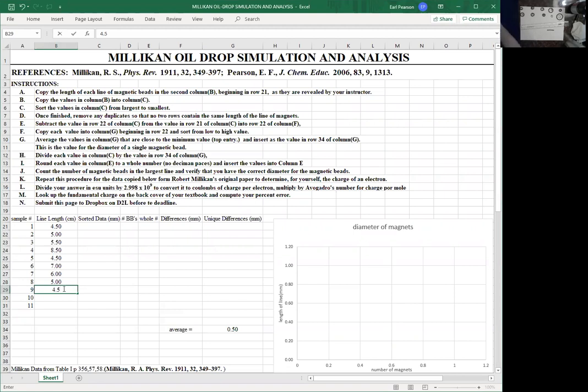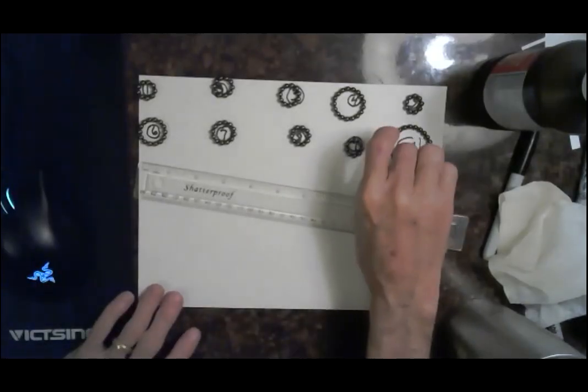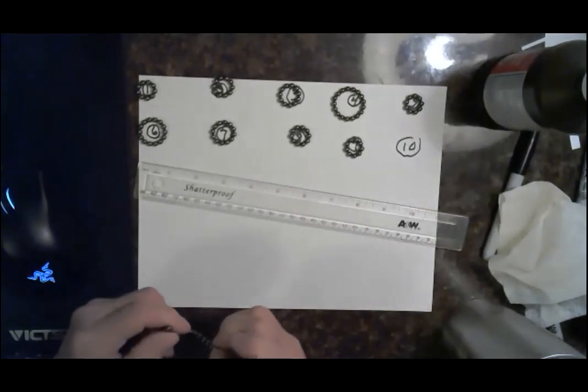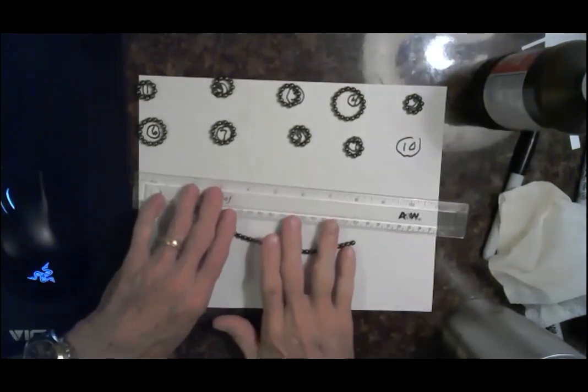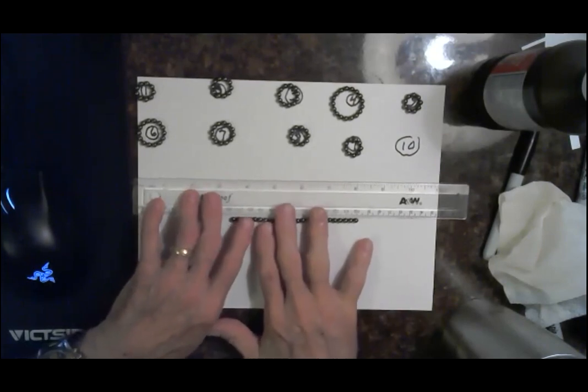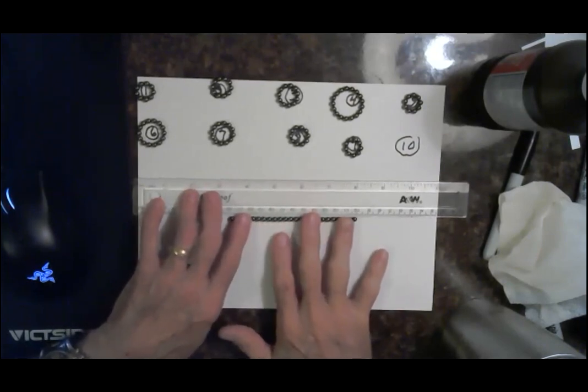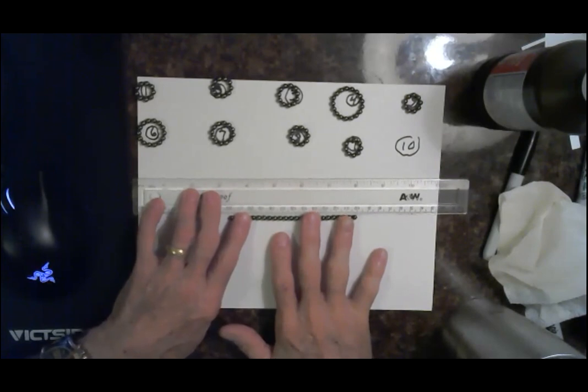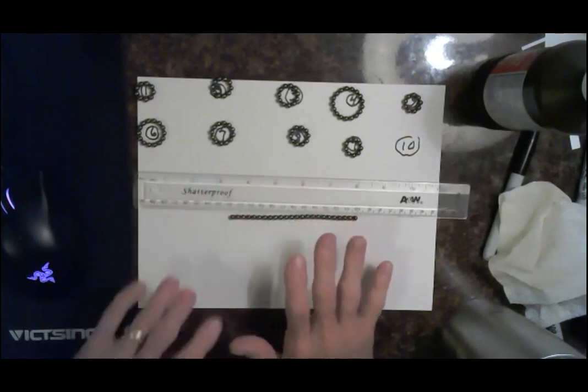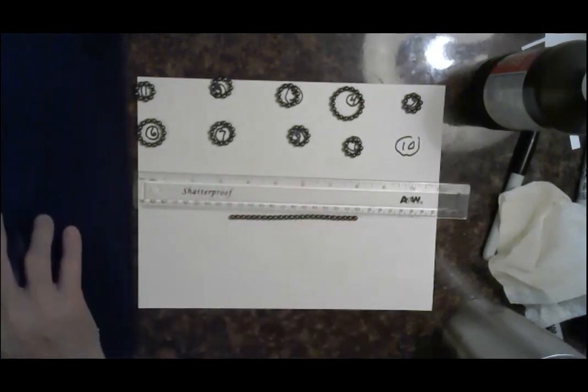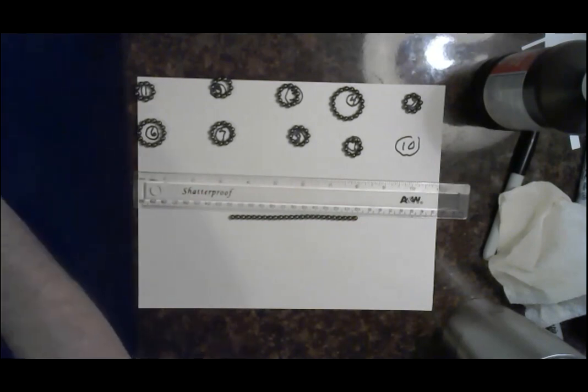4.5. Okay. And number 10. Let's do number 10. I just put number 9 away. Number 10 is a lot longer, and we're going to use this as a test to be sure we did everything correctly. We'll include it in the data, and then we'll see. Okay, it goes from 10 to 22, so that would be 12 centimeters long for this one.